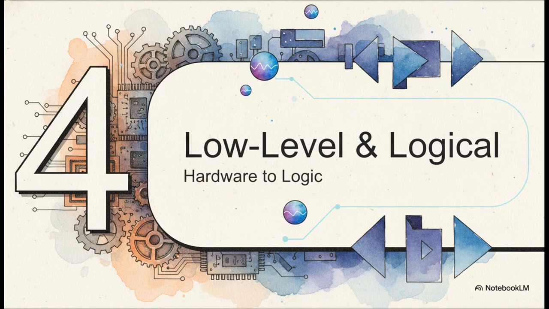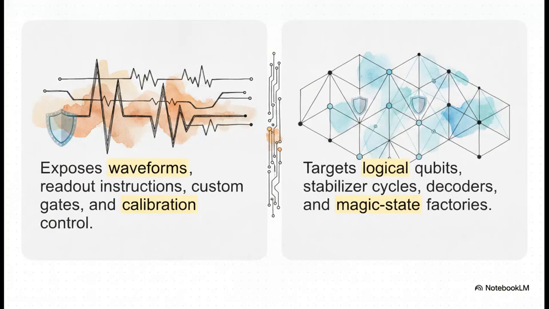That brings us to Section 4, Lower Level and Logical Control, Hardware to Logic. Now, let's dive right down into the bare metal, and then immediately look way up at the scalable future. This comparison perfectly illustrates the huge difference between programming physical hardware today versus error-corrected structures tomorrow.